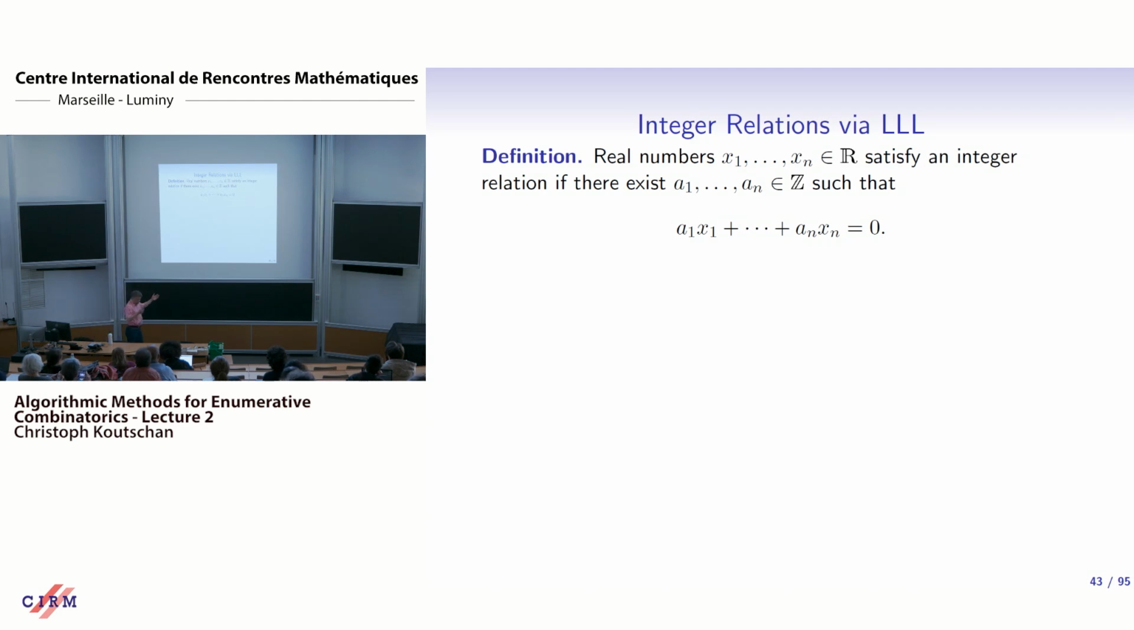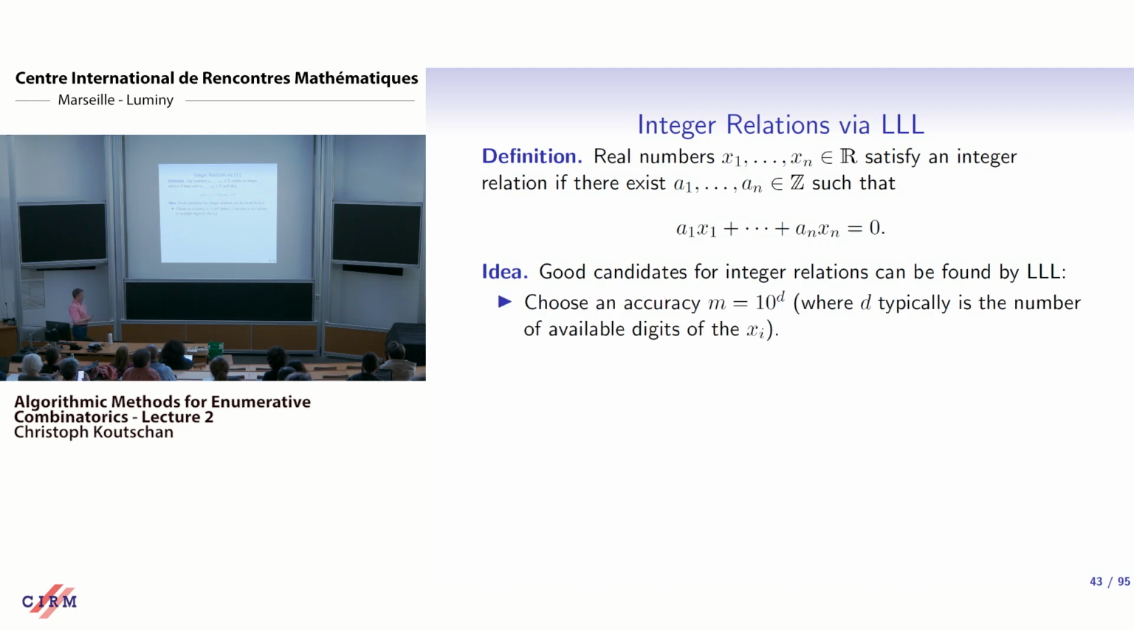Maybe you have a number that you can compute to a certain accuracy, but you have no idea what it is, but you guess it could be a combination of pi and zeta of 3 and whatever constants. Then you can use this to make a guess what is the closed form of your number. So LLL gives you candidates for such integer relations, and it works as follows.